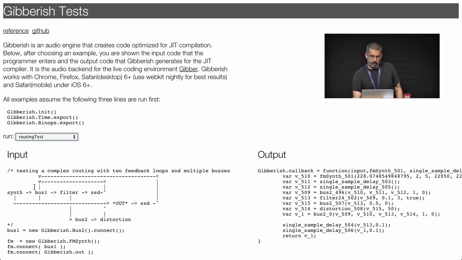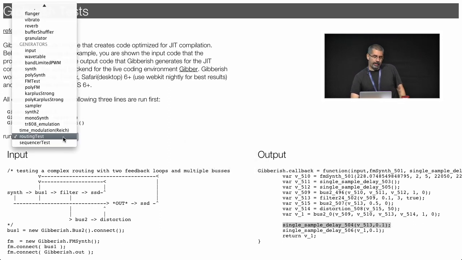So this is a map of the routing that we see up here, where I've got this synth, it's feeding into a bus, it's feeding into a filter, it's feeding into a single sample delay unit. So there's a one sample delay, and then the sample goes back into the bus and creates a loop. And likewise down here, the master output is also feeding a single sample delay, which then goes back into this bus. And if you look inside the code, we see these calls to single sample delay, those return the last sample that's been stored. And these ones at the end here record the last generated sample for use in the next iteration.